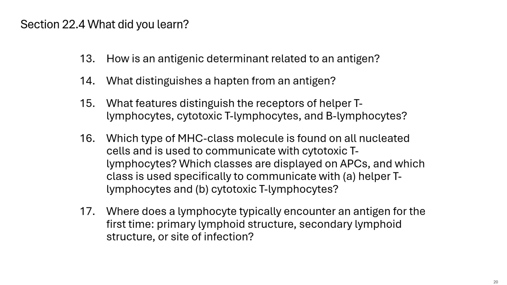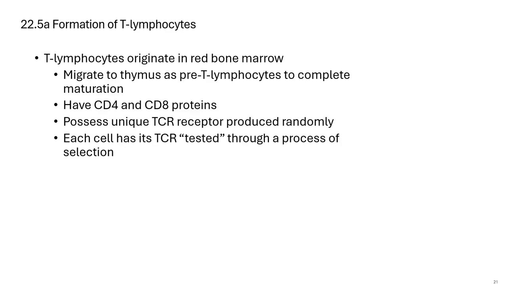So just some questions to consider. If we look at our T cells in particular, where do we make our T cells? We already said that they're made in the bone marrow. They originate in the red bone marrow. They go to the thymus to ultimately mature. And here they have those CD4 and CD8 proteins. Remember, CD4 goes with MHC2, and CD8 goes with MHC1. When you multiply the 4 and the 2, you get 8. When you multiply the 8 and the 1, you also get 8.